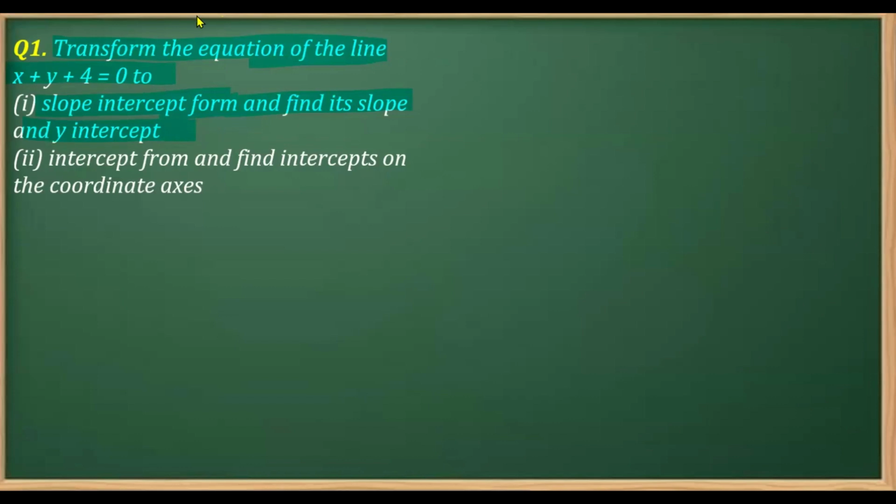So what we know that slope intercept form is what? y is equal to mx plus c. Now, if I rewrite the equation given, it is x plus y plus 4 is equal to 0. So I have to write this in this form. It's very easy, we can transpose x to the other side. So it will be y = minus x minus 4.